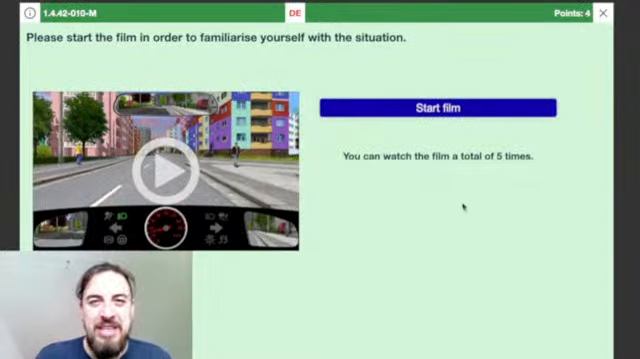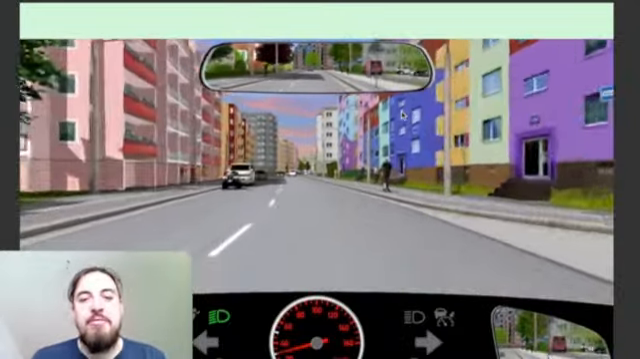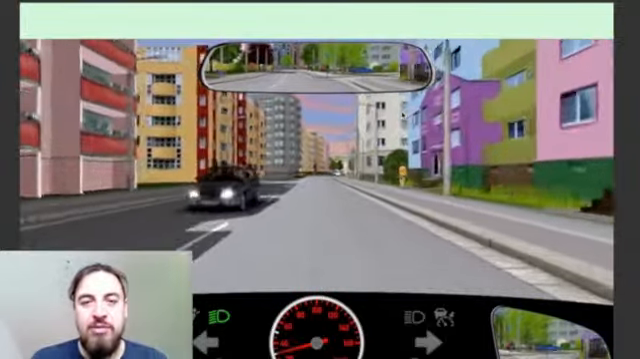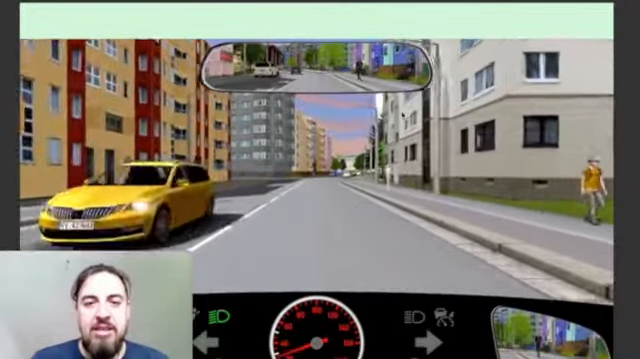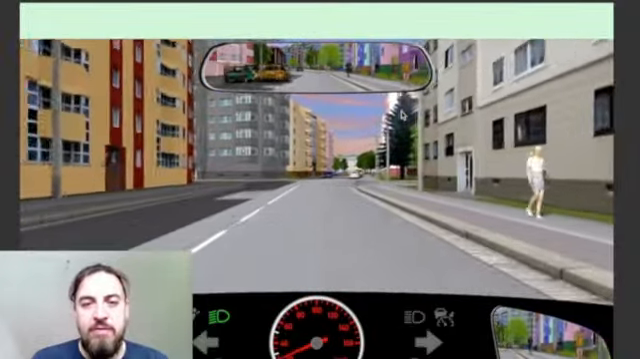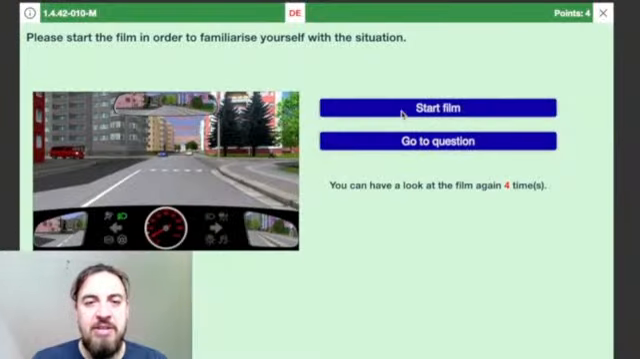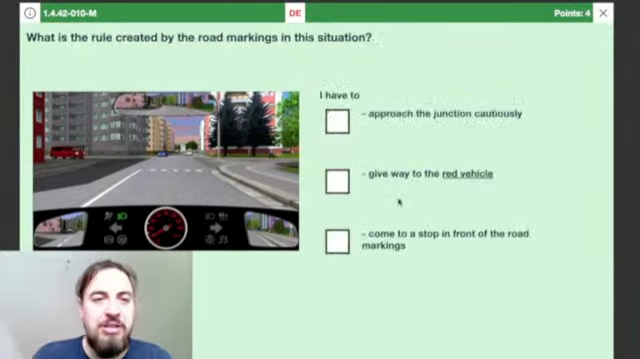Ready for a movie? Let's start. We are driving with around 30 kilometers per hour. On the right, we have an e-scooter driving, and we are getting closer to a junction with these markings. So this triangle, so it's right before left. And we didn't indicate, so we are about to drive straight ahead. Let's go to the question.